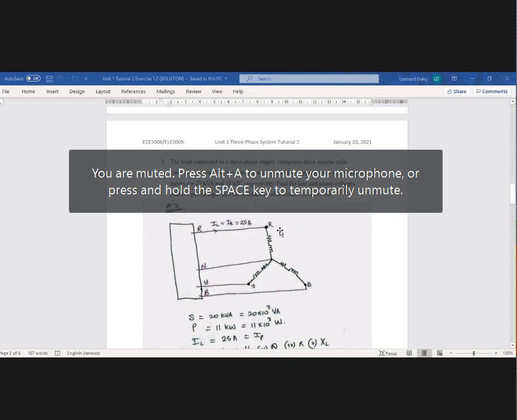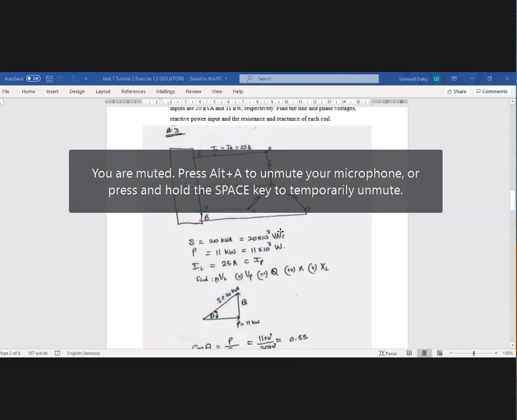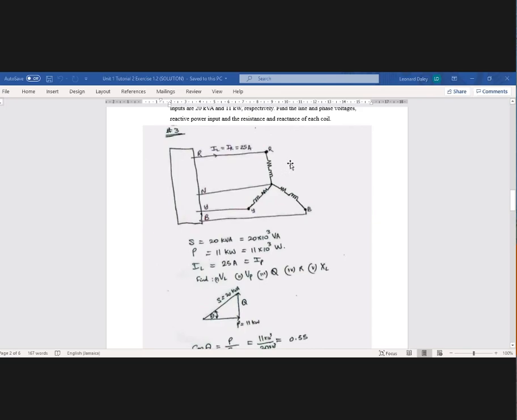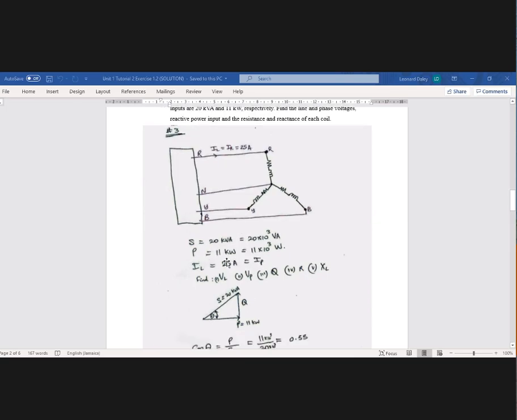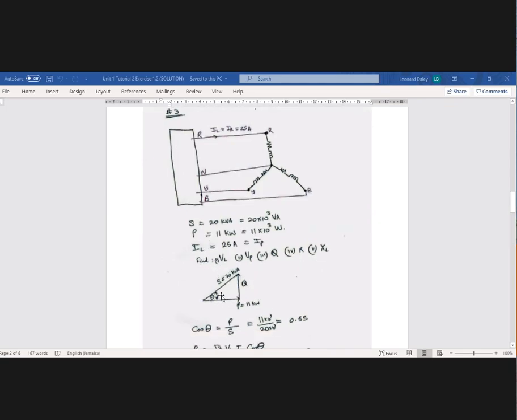All right. So draw a circuit. We really don't have any details on circuit parameters or even voltage, but we know S, the apparent power, is 20 kVA, and the real power is 11 kW. All right, so somebody had asked about power factor. You can use that to find the power factor, using the power triangle this time.